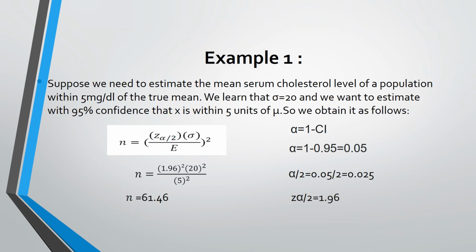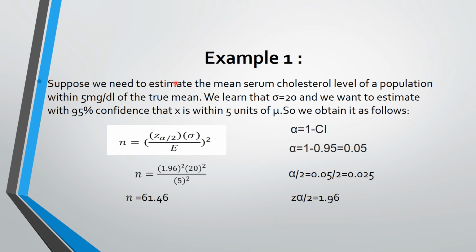Here is an example of the sample size formula for the estimation of the population mean. Suppose we need to estimate the mean cholesterol level of a population within 5 milligram per dl of the true mean. We learned that sigma, the population standard deviation, is 20, it is given, and we want to estimate with 95% confidence that this x bar, the sample mean, is within 5 units of mu, the population mean. So we obtain it as follows.